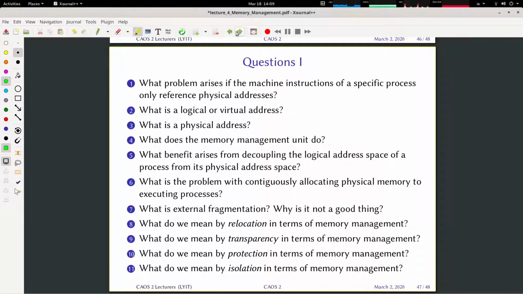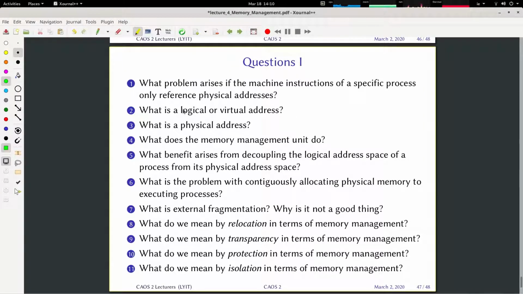What problem arises if machine instructions of a specific process only reference physical addresses? Well, the key problem, of course, is that physical addresses may belong to another process or to the kernel, and it's just a violation of security and privacy. A system that only uses physical addresses also commits then to reserving portions of memory for specific processes, and that simply won't work in a multitasking system.